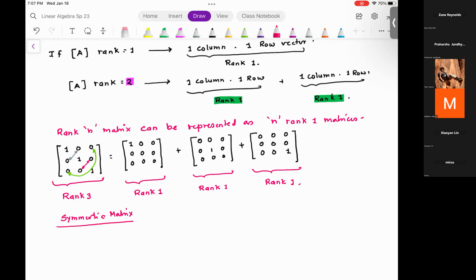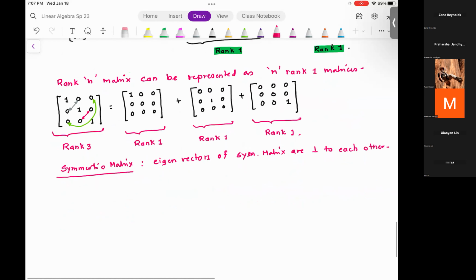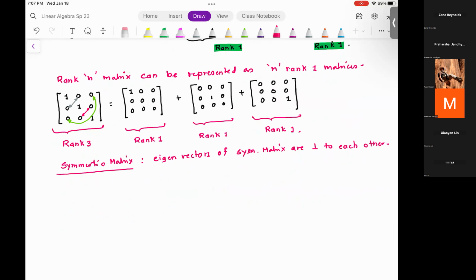If I were to find the basis vectors or eigenvectors of a symmetric matrix, they are perpendicular to each other. And this is a very important property. We will use this again and again in the future. And clearly you must have seen the videos.